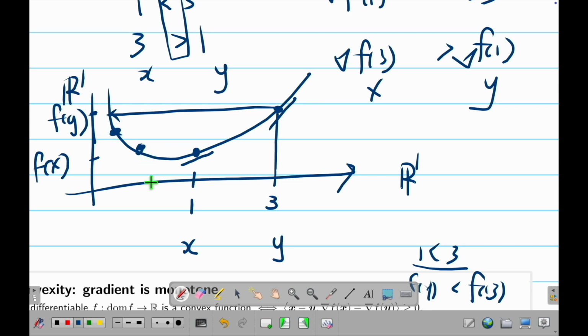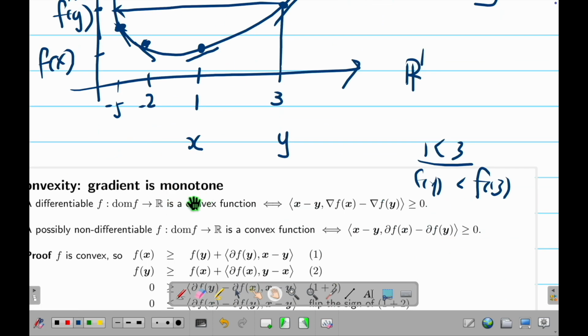If I have here, this is my negative 2 and this is my negative 5, then I have the same thing. This is very steep but going down. This is not so steep but going down, but in the negative sense. So this is the idea. So this is called monotone. Monotone means what? If x is monotonically smaller than y, then the gradient at x is monotonically smaller than at y.